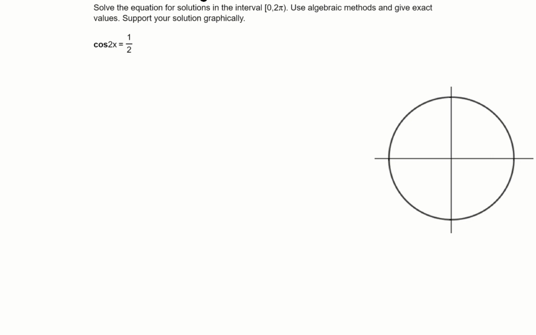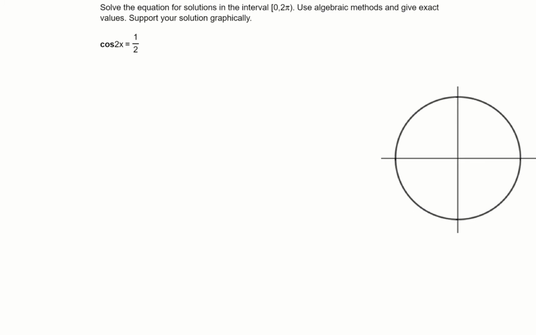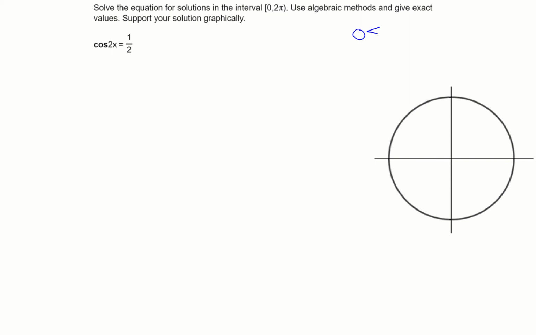Hello everyone, in this video we're going to solve this equation which involves a double angle of cosine. When it comes to these types of equations, we first want to know where we should be looking for solutions. So we know that we're supposed to look for x between 0 and 2 pi. So we have 0 less than or equal to x less than 2 pi.